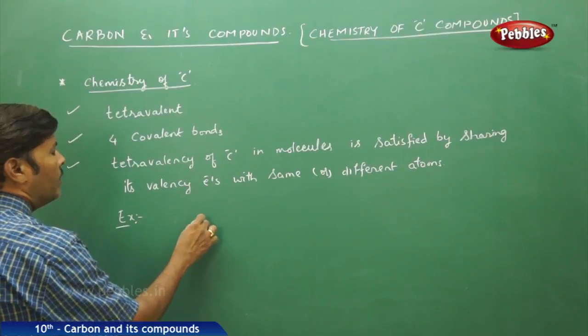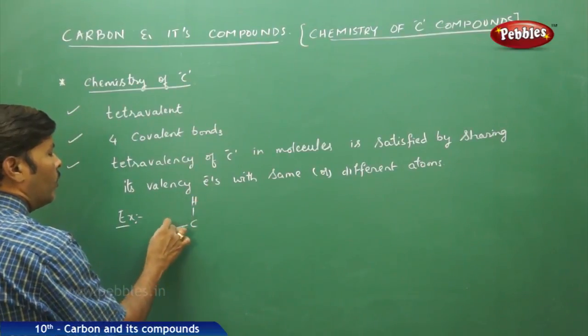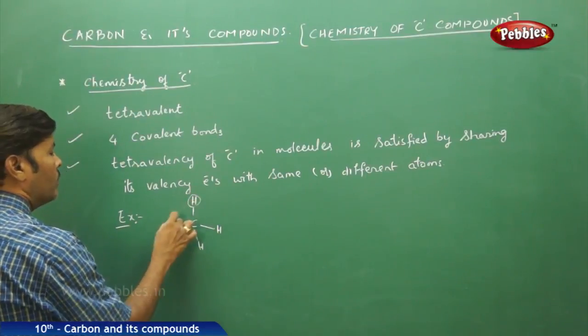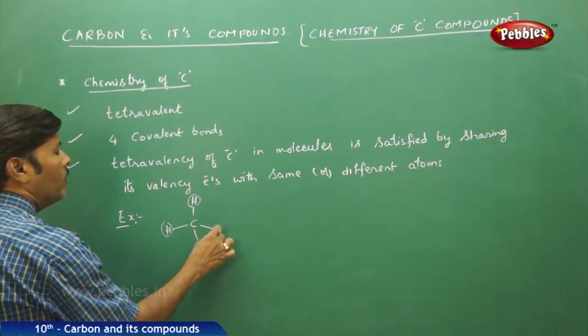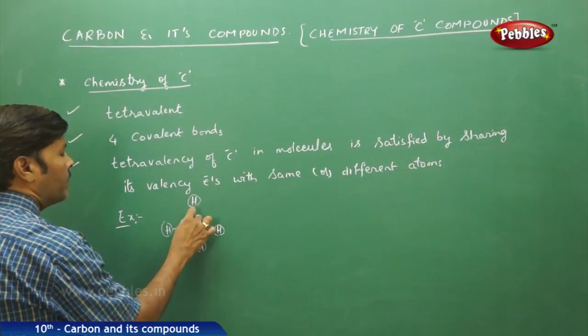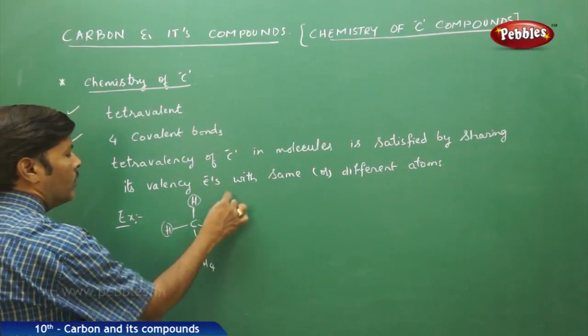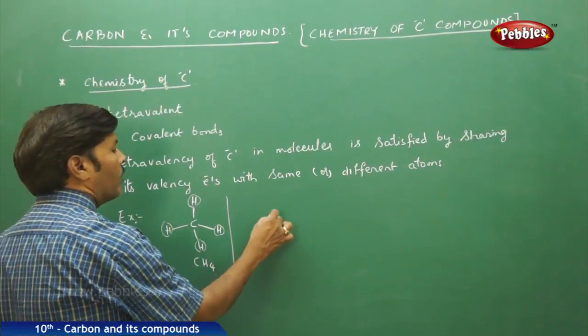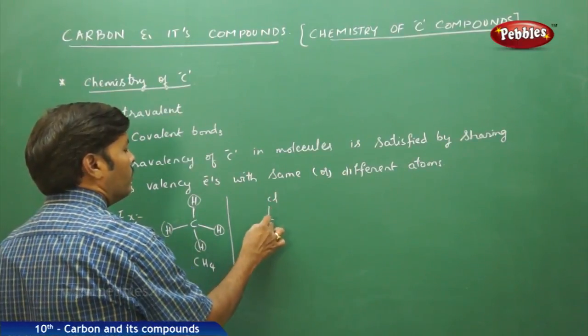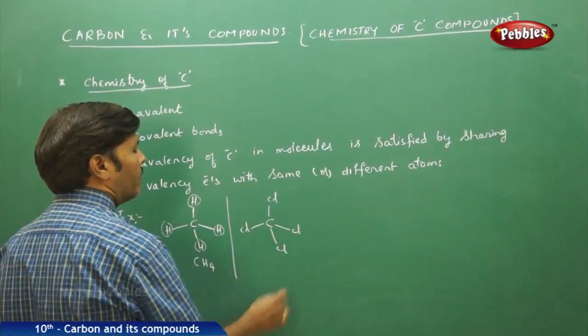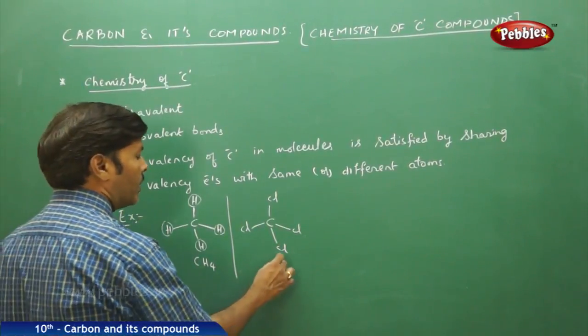Here, if you take carbon and 4 covalent bonds like this, carbon is sharing with different atoms. The 4 hydrogens are different from the carbon, so tetravalency is satisfied for the carbon. Similarly, this is CH4. We go for carbon tetrachloride, CCl4. Carbon is trying to share its 4 valence electrons with the valence electrons of chlorine. This is carbon tetrachloride.